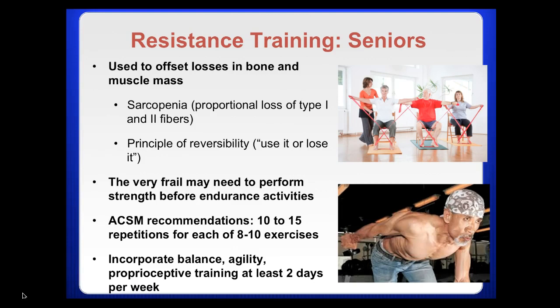Seniors may be frail and need to perform strength before they perform endurance activities, but usually they can increase muscle strength, power, gait speed, balance, and overall function. This will help to reduce potential injuries caused by falls that they may have, and it'll also help their psychological and cognitive thinking. The American College of Sports Medicine recommends 10 to 15 repetitions for each of 8 to 10 exercises, and to do this about 2 days per week.